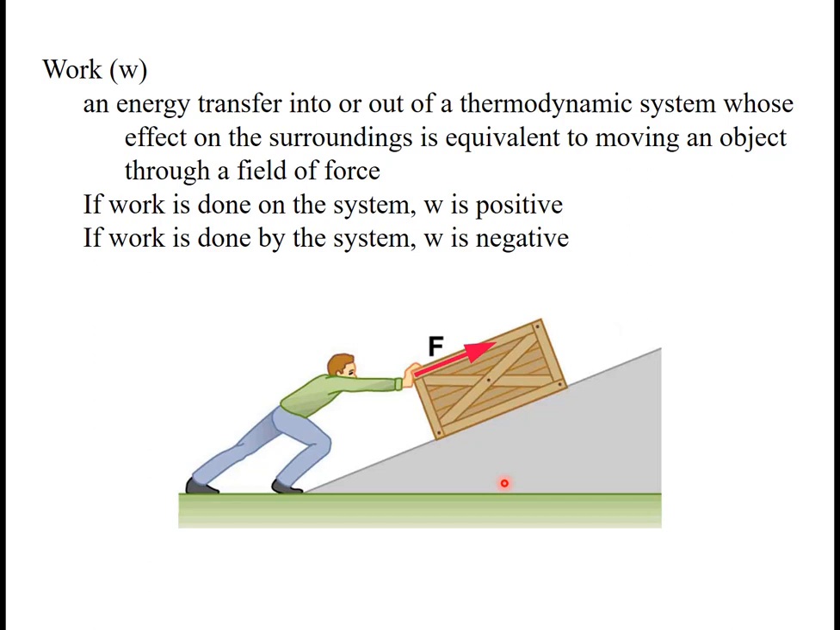Work is energy transferred in or out of a thermodynamic system to equate to moving an object through a force or field. When the work is done on the system, it's positive. So in this example, pushing the blocks up the hill, work is a positive number. When work is done by the system, work is negative.